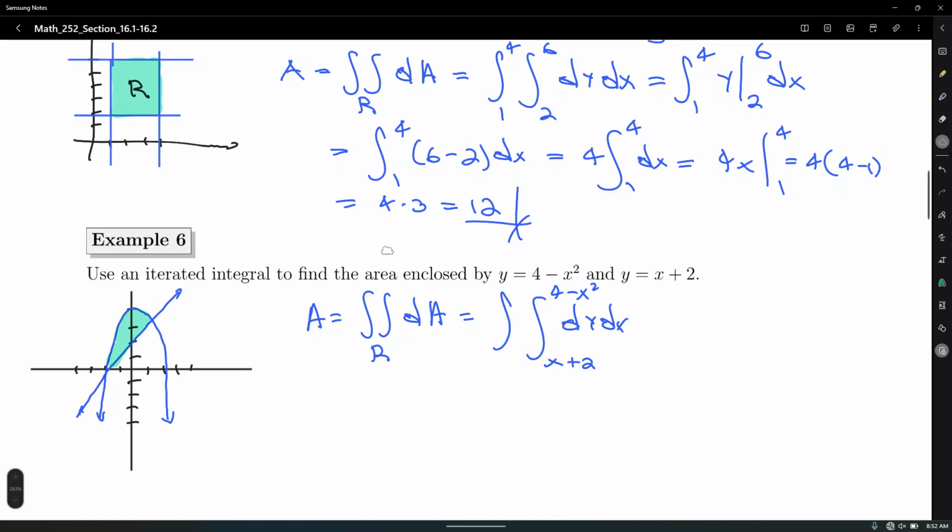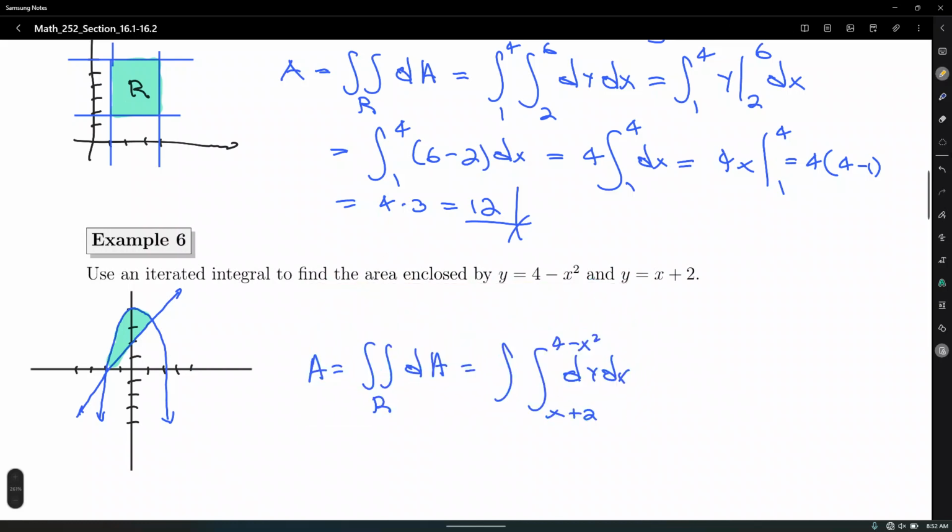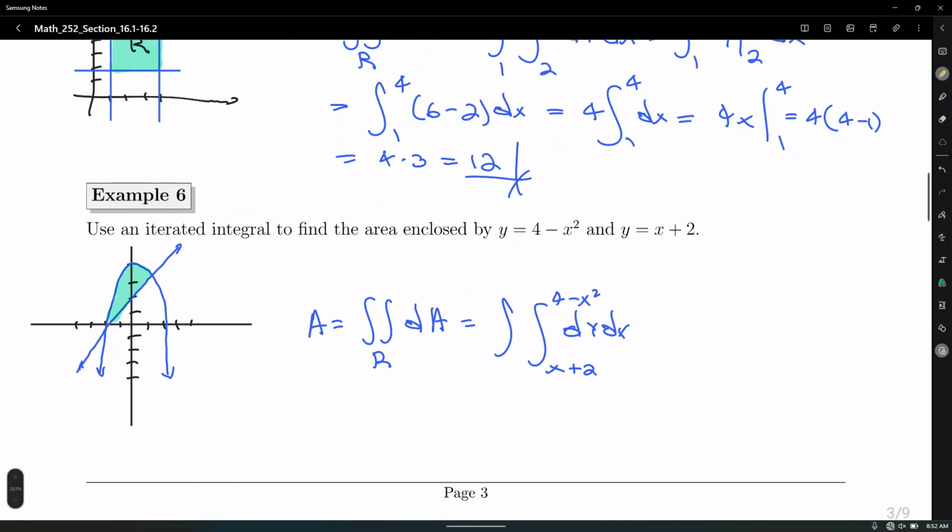actually, let me leave some room right here for the domain of integration. So that is, let's set x plus 2 equal to 4 minus x squared to get those intersection points. Because this is a quadratic equation, let's move everything to the left hand side.